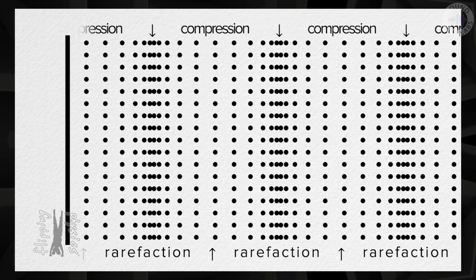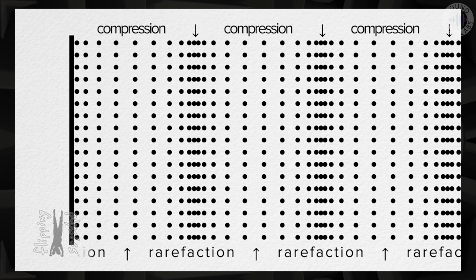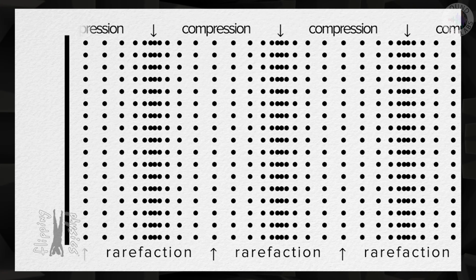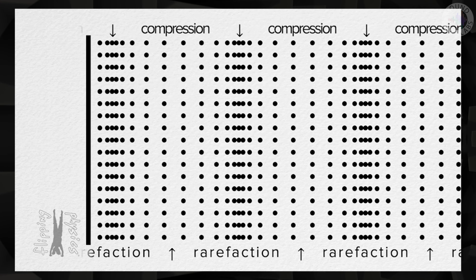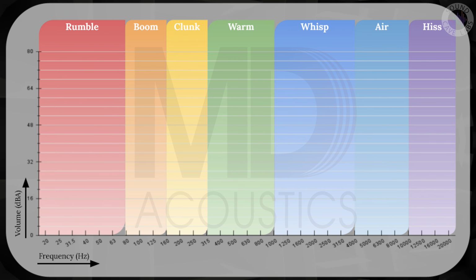Sound is the result of oscillations that propagate in a medium, much like waves in a body of water. These waves create high and low density regions that are referred to as compression and rarefaction. The frequency, measured in cycles per second, or hertz, of these waves determine the pitch of the sound. The greater the frequency, the higher the pitch.